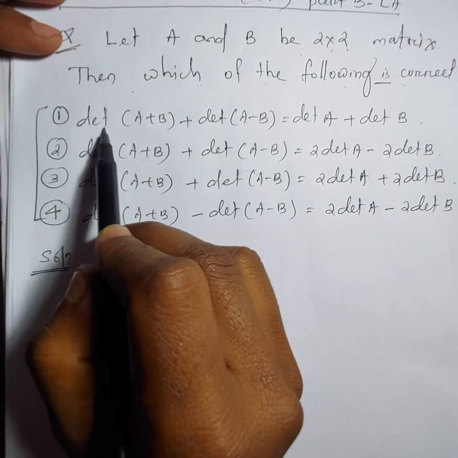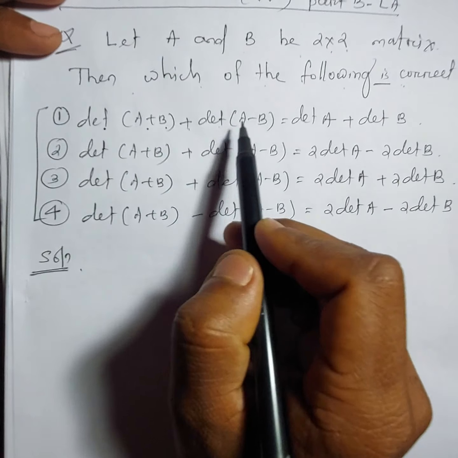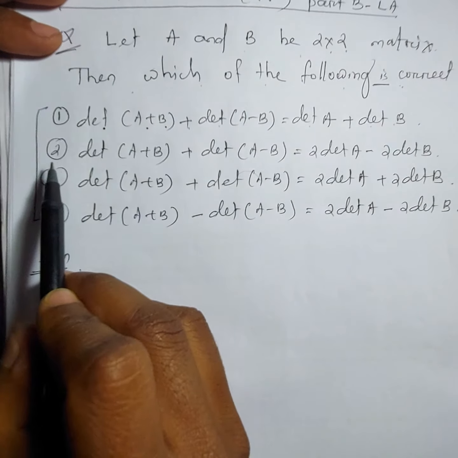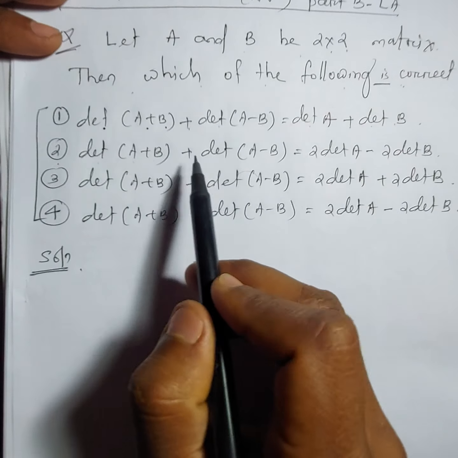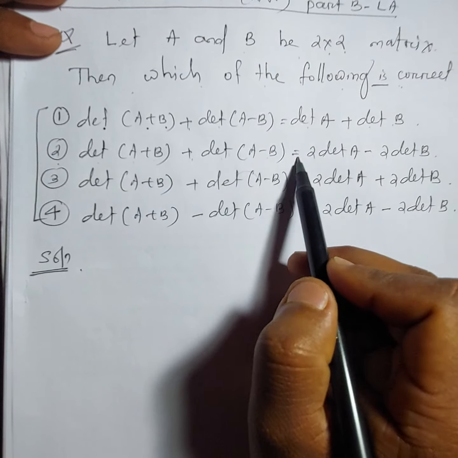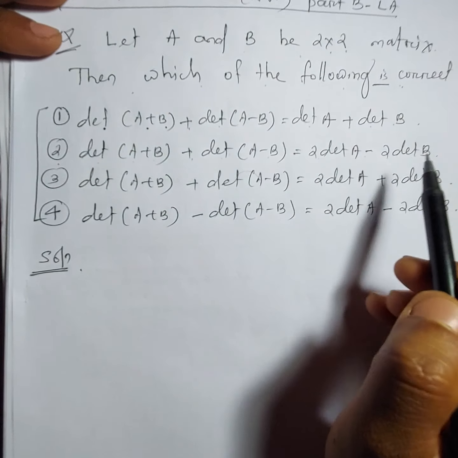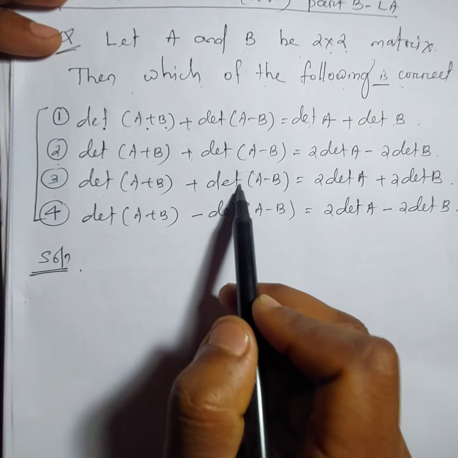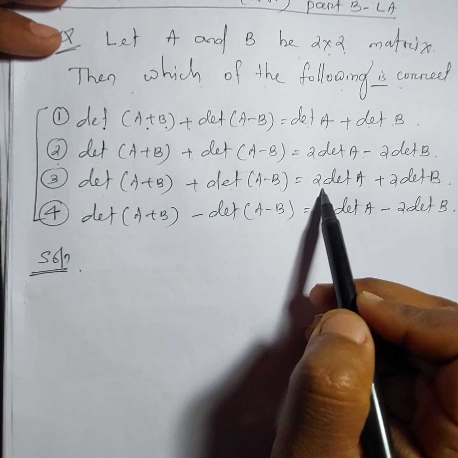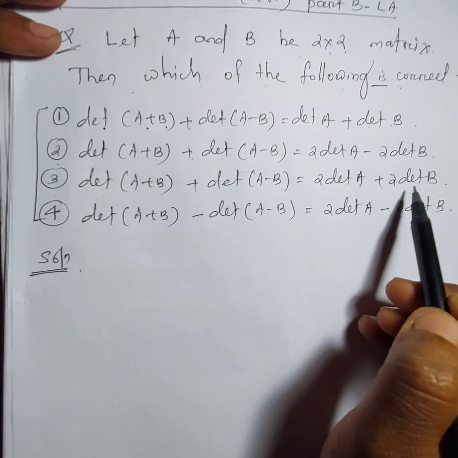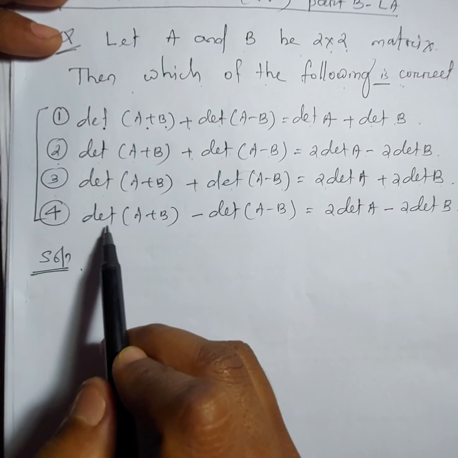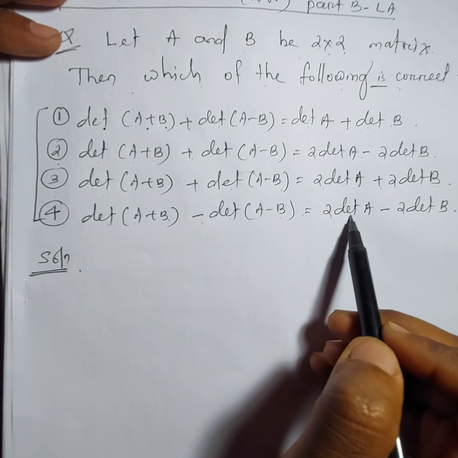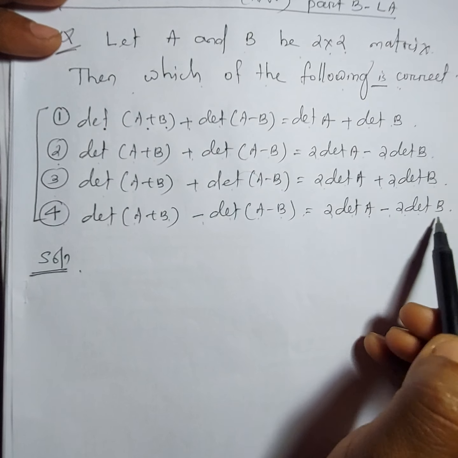The options are: Option 1, determinant of A plus B plus determinant of A minus B is equal to determinant of A plus determinant of B. Option 2, determinant of A plus B plus determinant of A minus B is equal to 2 into determinant of A minus 2 into determinant of B. Option 3, determinant of A plus B plus determinant of A minus B is equal to 2 into determinant of A plus 2 into determinant of B. Option 4, determinant of A plus B minus determinant of A minus B is equal to 2 into determinant of A minus 2 into determinant of B.